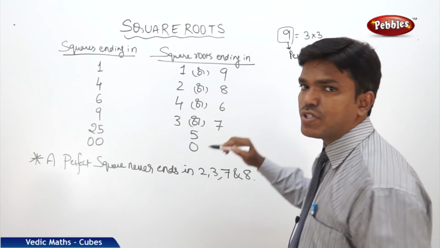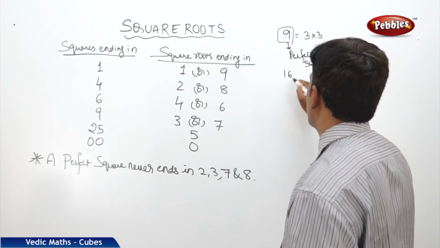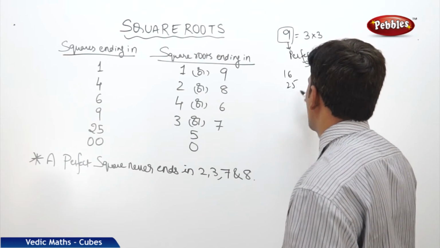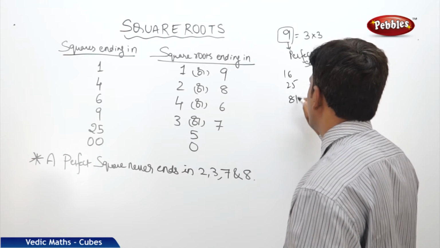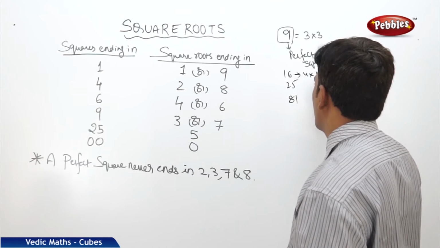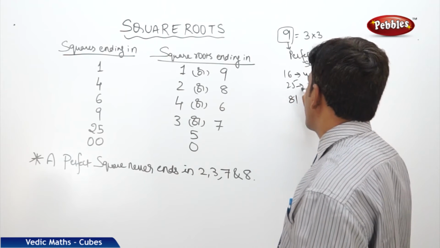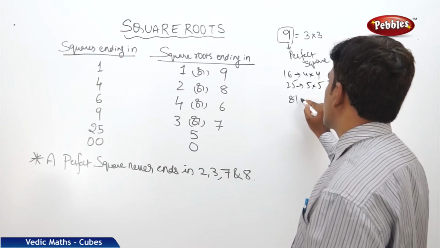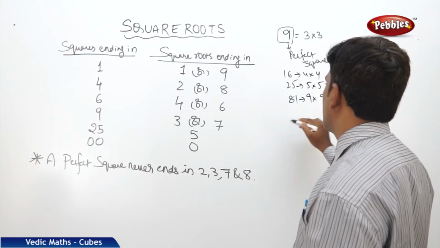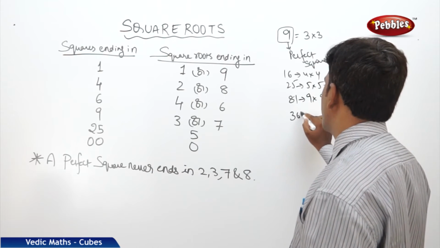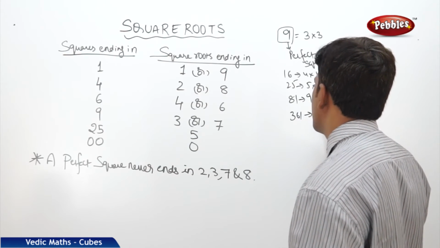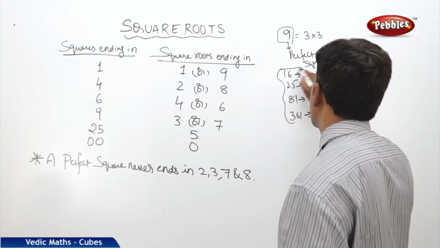Examples of perfect squares are 9, 16, 25, and 81. 16 is 4 into 4. 25 means 5 into 5, a product of two same digits. 81 means 9 into 9. Let us take some more: 361 means 19 into 19. Like this, all these are perfect squares.